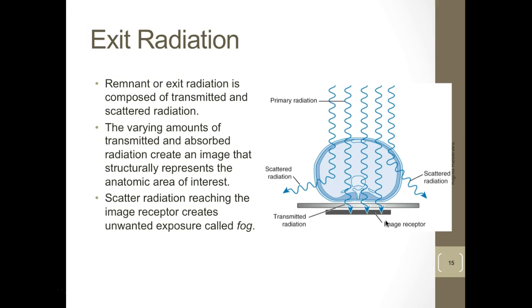So it is composed of transmitted and scattered radiation. The varying amounts of transmitted and absorbed radiation create the image that structurally represents the anatomical area of interest. Scattered radiation reaching the image receptor is considered unwanted, and we call that fog. We only want photons that are coming straight through the patient and are absorbed to give us the difference in the densities of the anatomical parts. The scattered radiation is unwanted density, and it degrades our image.